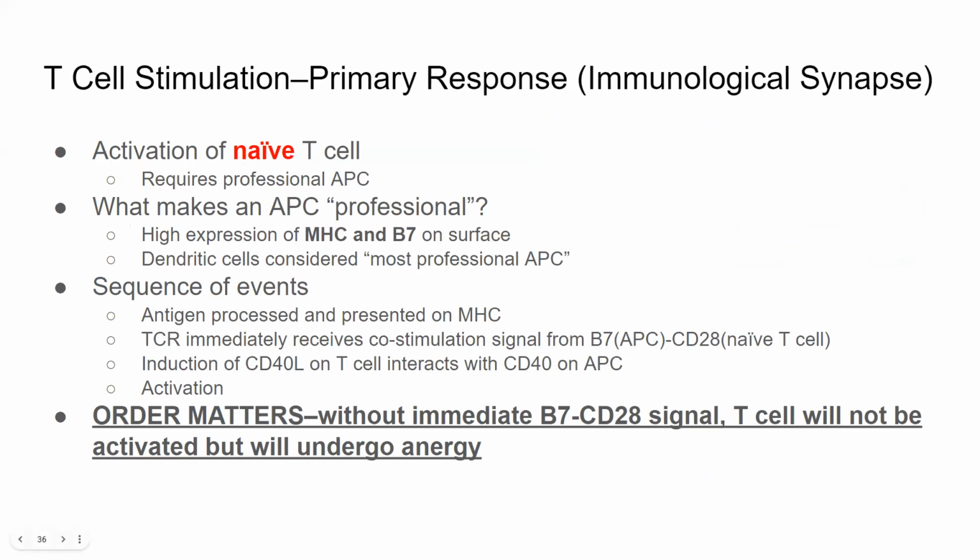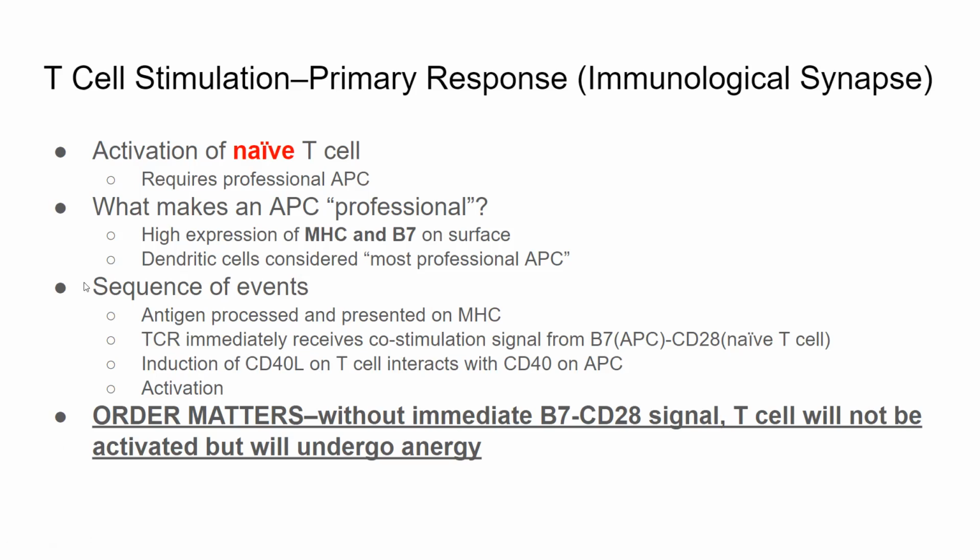And so it is really, really important to know that a naive T cell can only be activated by a professional antigen presenting cell. And a professional antigen presenting cell is one that has high amounts of MHC and B7. So dendritic cells are the prime example of it. They're pretty much the main professional ones. But the sequence of events in the activation of a naive T cell matter. They're very important because if they're not in order and if they're not at the right time, then the T cell will not undergo activation.